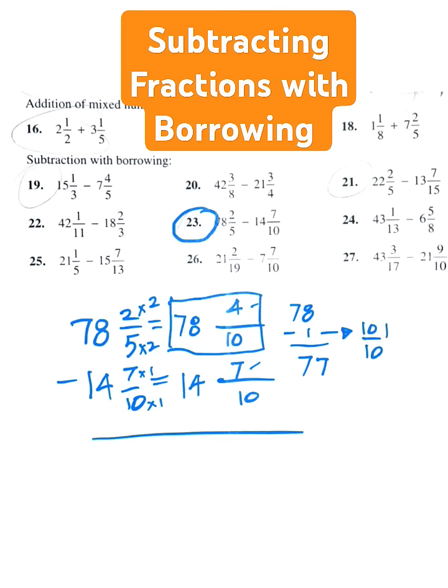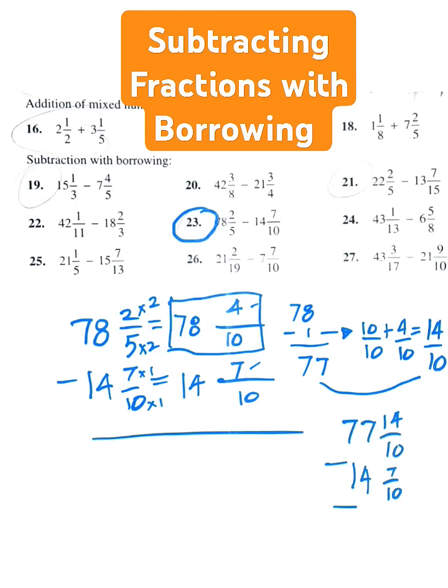I'm going to use that 10 over 10 that I borrowed, add that to the 4 over 10 that I already have, and that gives me 14 over 10. Combining this, I get 77 and 14 over 10. Now I can take that fraction and subtract 14 and 7 over 10. And this is going to give me 63 and 7 over 10.